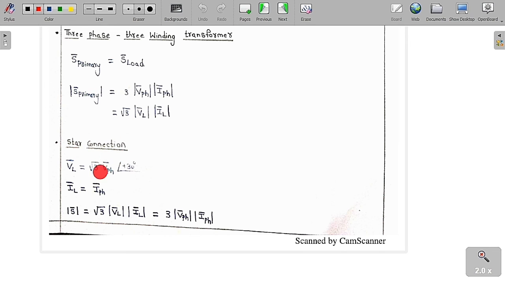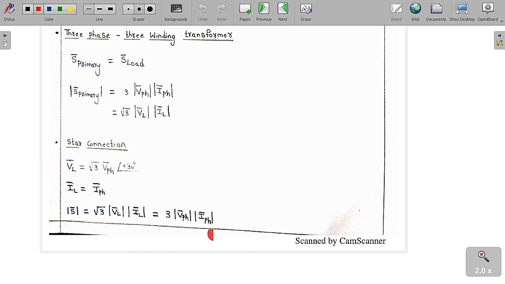In the star connection, I have already told you the line voltage is equal to root 3 times the phase voltage, and in the positive phase sequence, the line voltage is going to lead the phase voltage by plus 30 degrees, and the line current is always equal to phase current. And what is the complex power? Complex power is equal to root 3 into VL into IL, or simply 3 into V phase into I phase.